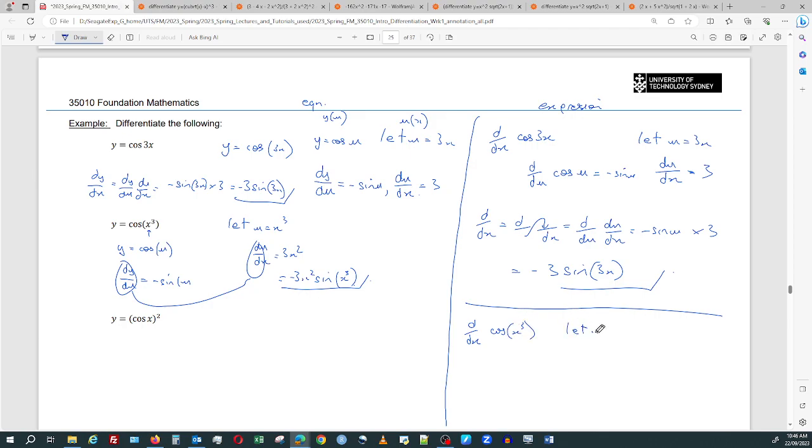Let u equal x cubed, so du/dx. Then ask the question: d/du of cos u. That will be equal to minus sine u. Putting them together as a chain gives you d/dx, which is equal to minus 3x squared sine x cubed. It's the same.